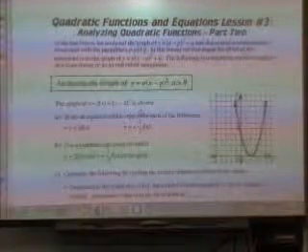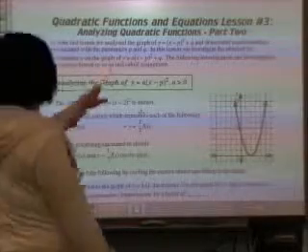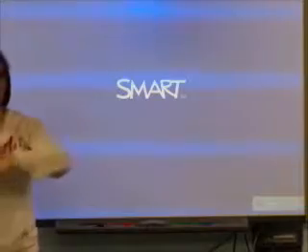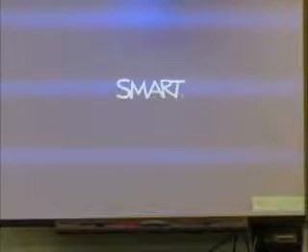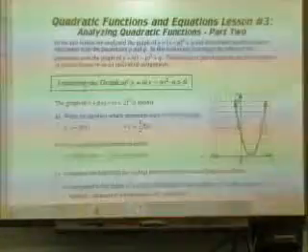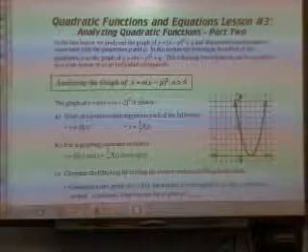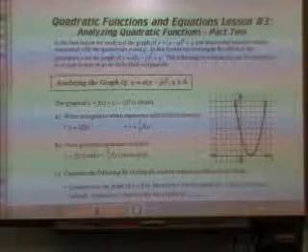So lesson number 2 looked at what P and Q does to the graph of my quadratic. P moves it left or right, Q moves it up or down. What we're going to look at today, as soon as the computer turns back on, is what A does to the graph. What effect does A have on the graph?